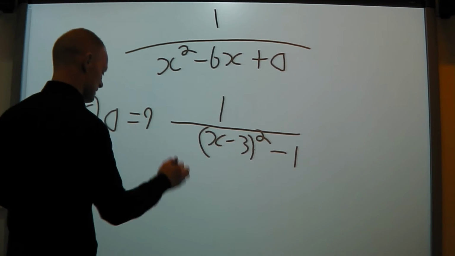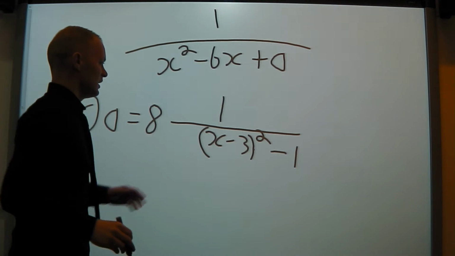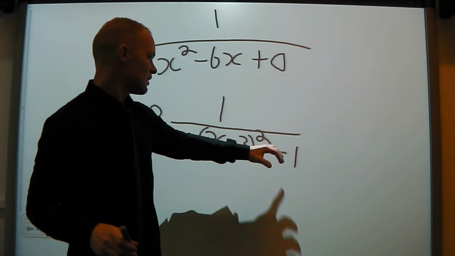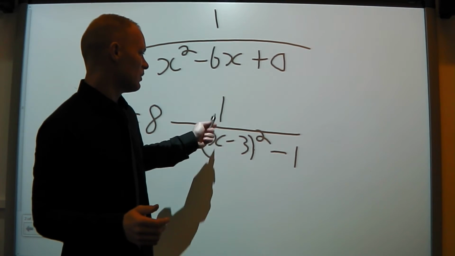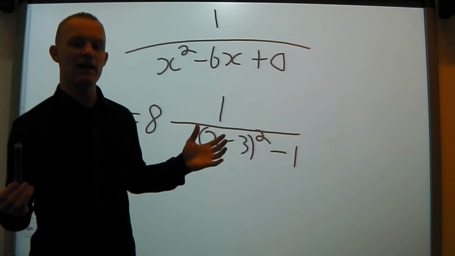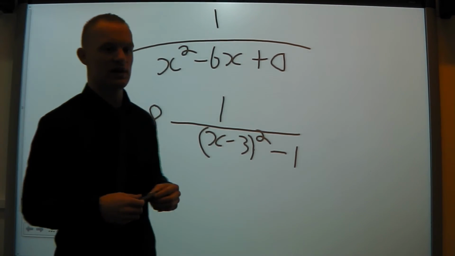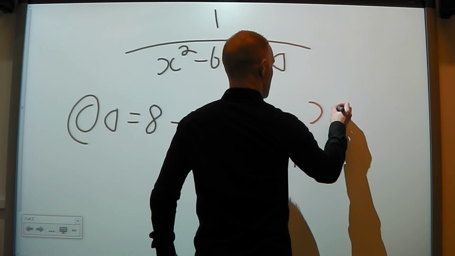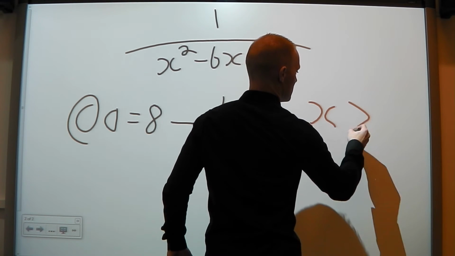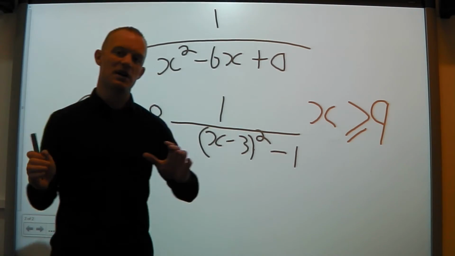So this is a equal to 8. And then we have 1 over (x minus 3) all squared minus 1. But if we had x here equal to 3, that means we have 1 over negative 1, which means our f(x) is going to be negative. So that means a is going to have to be 9 or greater for it to be greater than 0. So a is greater than or equal to 9. That's to make sure that f(x) is greater than 0.